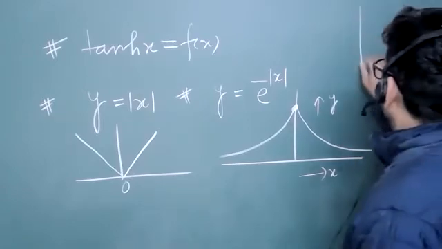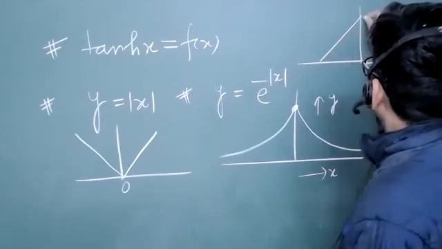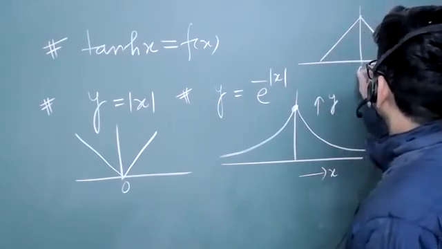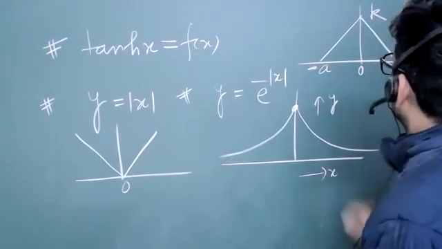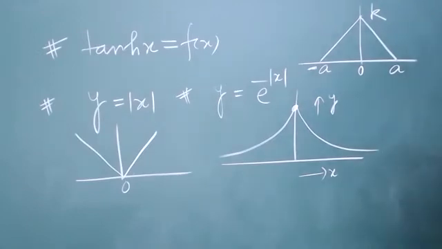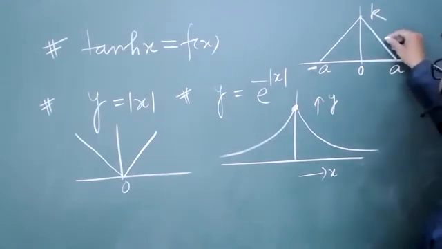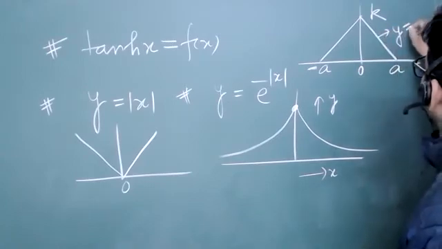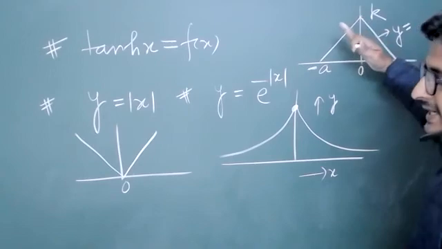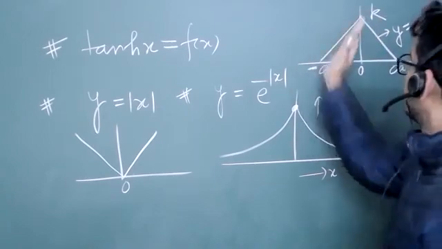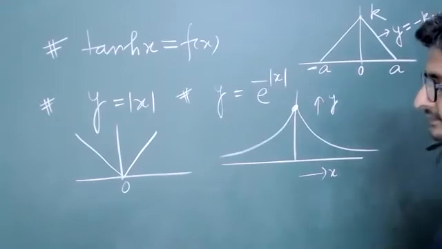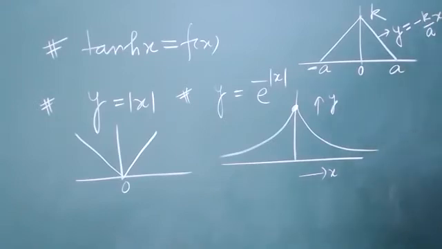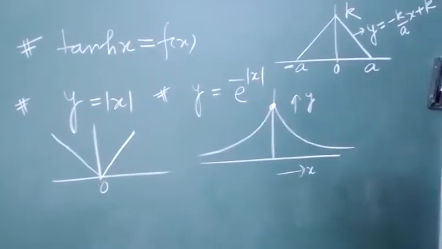And what will be the equation of this graph? Because I have started from the straight line, remember? So what will be the equation of this? y is equal to mx plus c. This one will have negative slope, and this one will have positive slope, right? I just told you. So minus k x plus c, and k x plus c. Right? Yes, sir.